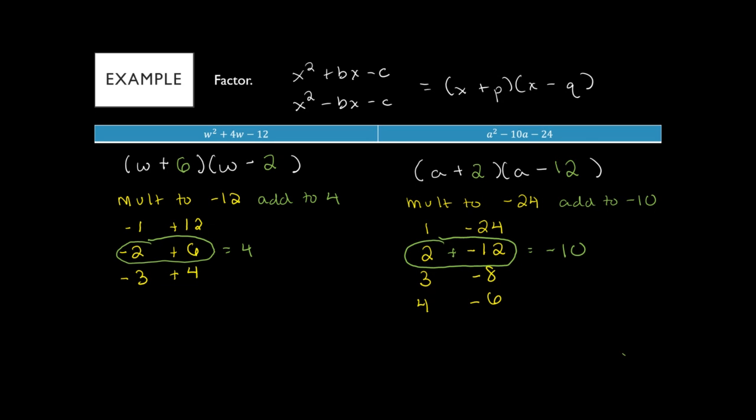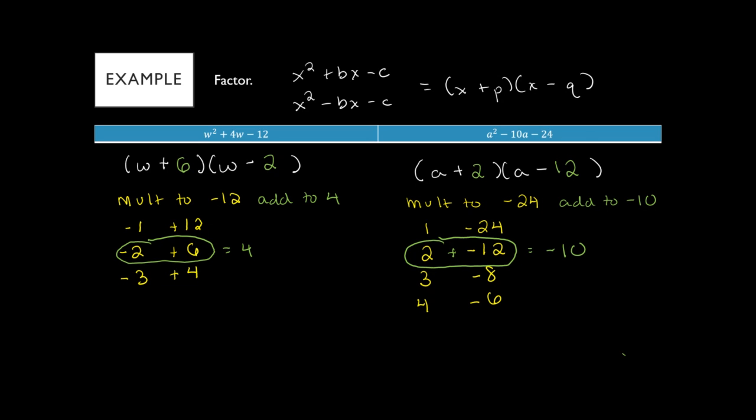You can always double check yourself by FOIL. So you can go through the FOIL process to check and make sure that you've got it set up correctly. So there's no reason that you would be like, well, I don't know if I have this right, because you can always multiply it out and then see, did you get the same thing that you started with?